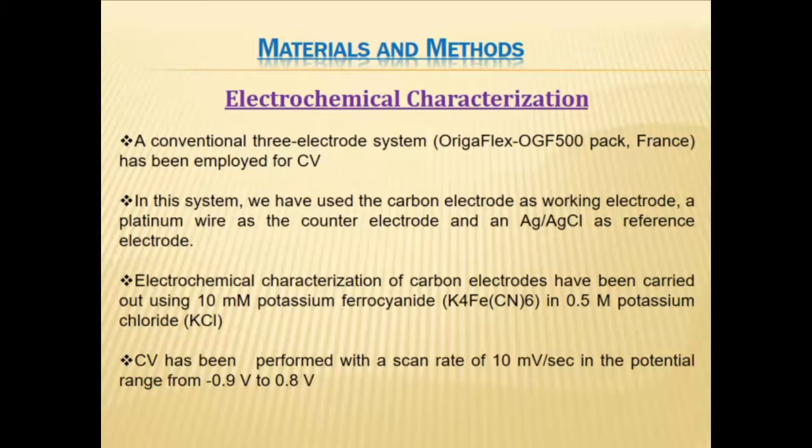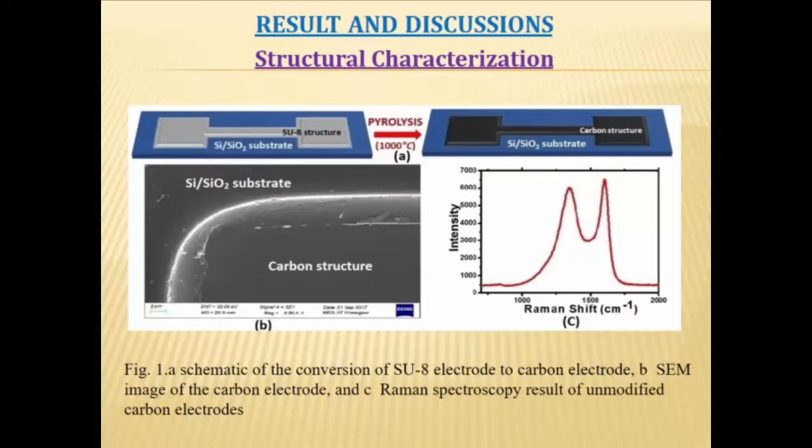We have also done the electrochemical characterization using the system Origa Flex. In this cyclic voltammetry system, we have used this modified or surface-treated electrode as the working electrode, platinum as the counter electrode, and silver chloride as the reference electrode. We have used potassium ferricyanide and potassium chloride as the electrolyte. CV has been measured in the range from minus 0.9 volt to 0.8 volt with a scan rate of 10 millivolt per second. So this is the structure.